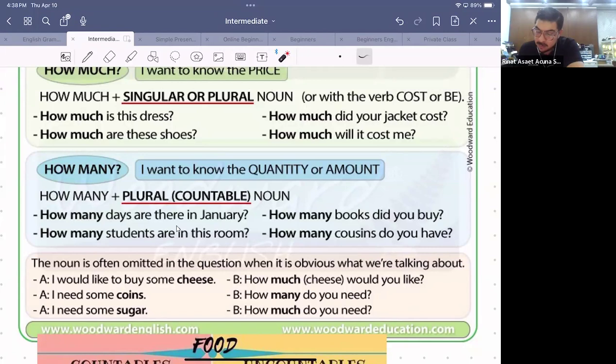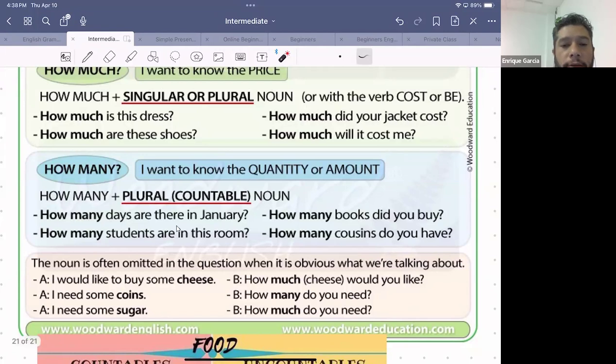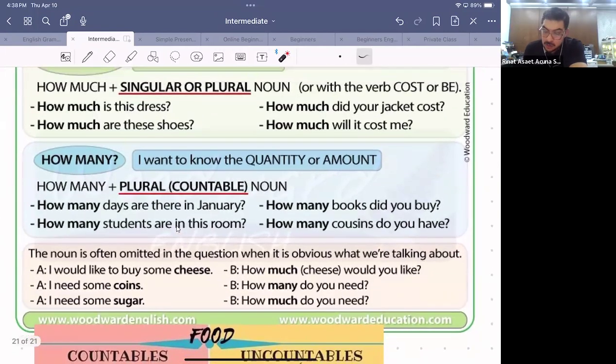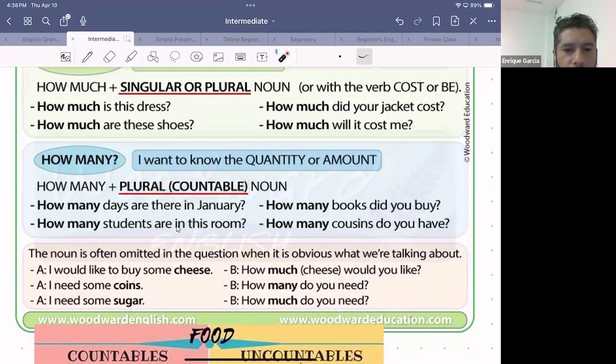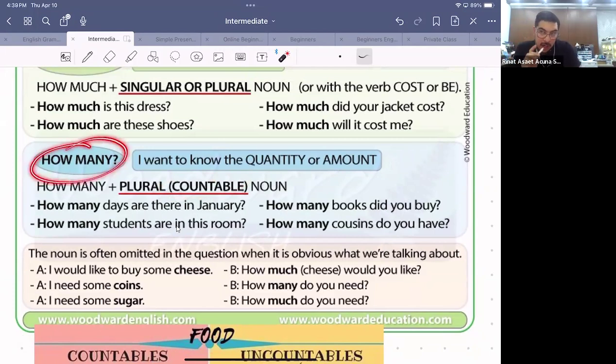Next. How many students are in the room? Okay. How many books did you buy? Did you buy? Sorry. Good. How many cousins do you have? Good. Excellent work. Very good, Enrique. Okay. So these are countable nouns. All right. Remember, when we talk about countable nouns, we have to use how many. Do not use how much.